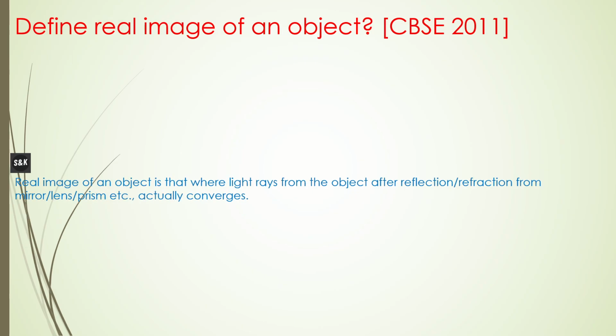Next, define real image of an object. Answer. Real image of an object is that where light rays from the object, after refraction from mirror, lens, prism, etc., actually converge. This also means कि real image वो होती है जहाँ पे light ray after reflection मिलती है.